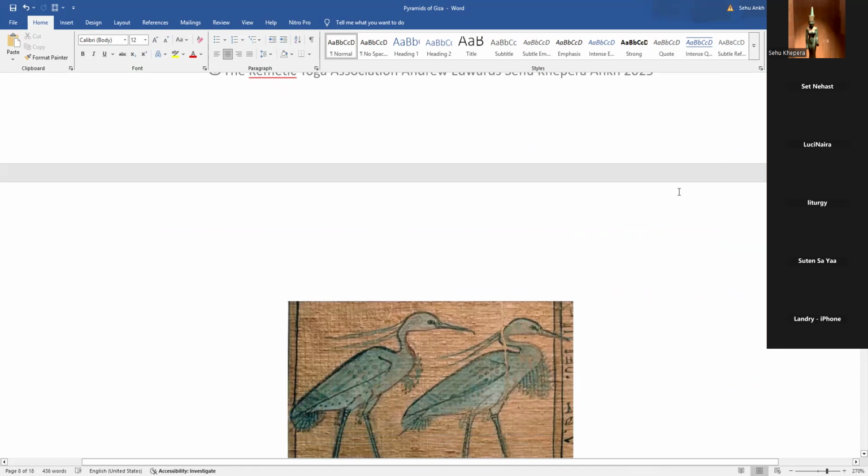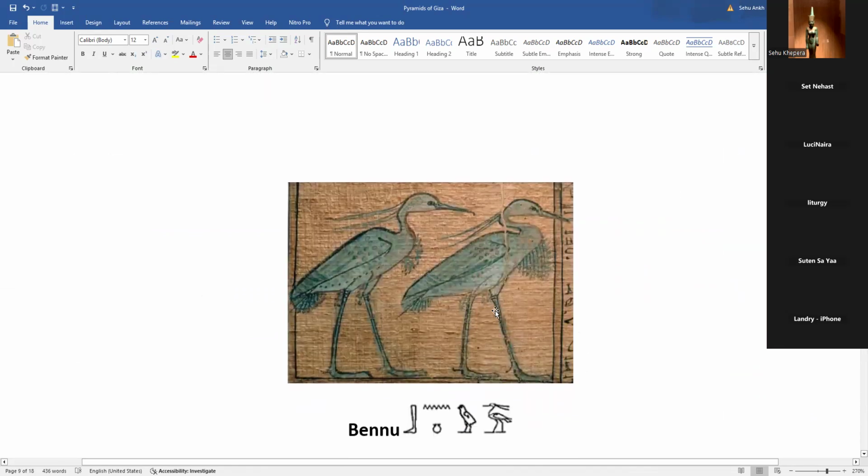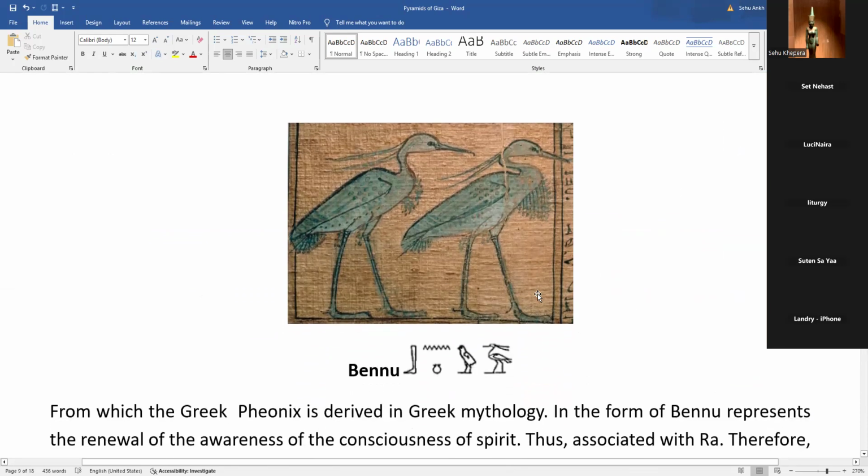It's also related to the Bennu bird. The Bennu bird is the Greek phoenix. Its prototype is the Bennu. That's where the Greeks got the idea for the phoenix from, was the Bennu bird. And here's an inscription of the Bennu in a papyrus text. You can see the edge of the hieroglyphs here.